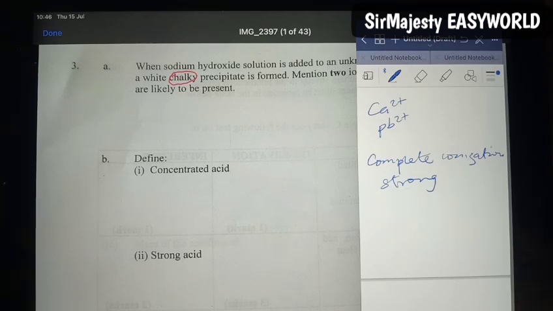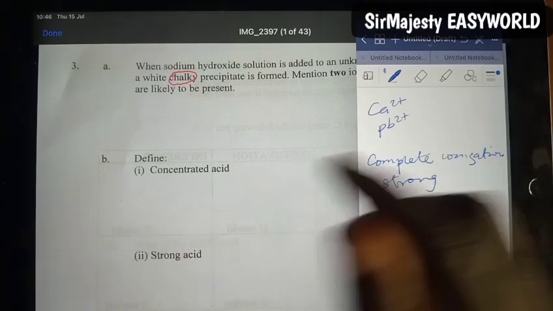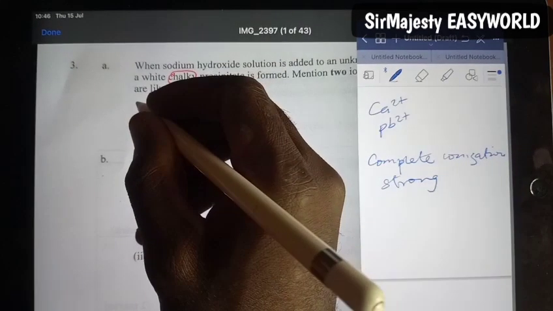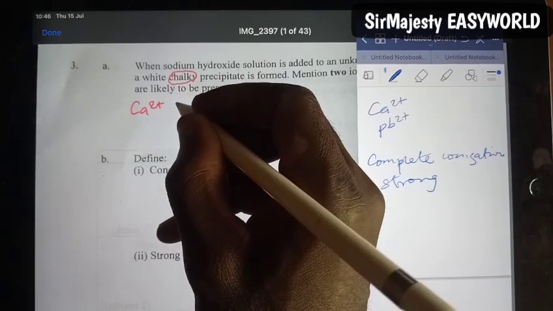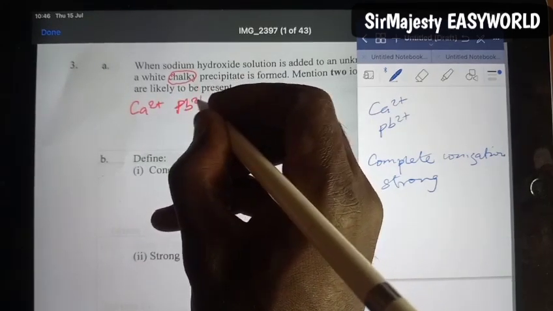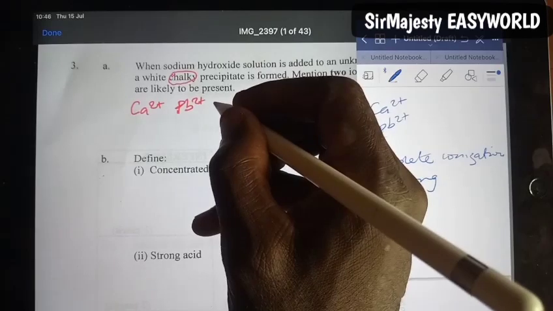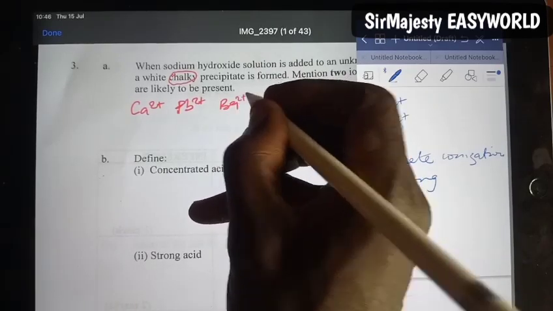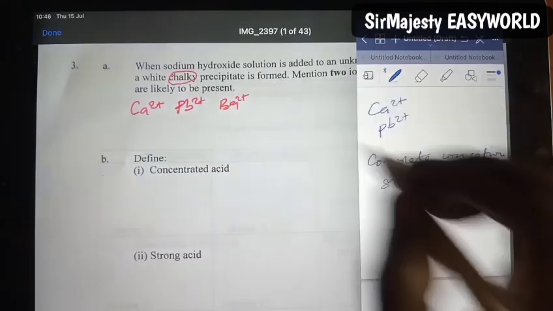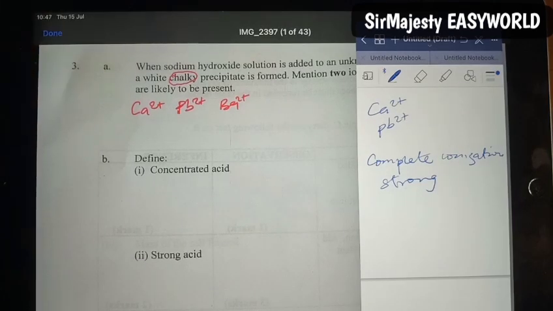So, I've just told you that here, if you are asked to fill in the answer, I'll come here direct. I'll say here is calcium or lead. From practical experience, even barium can also be here. But in O level, we do the first 20 elements or the common ones.